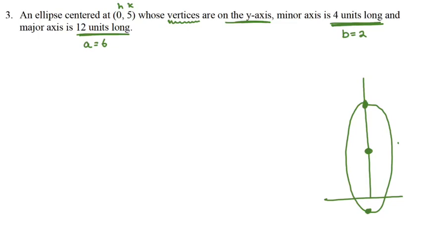Right? So it's tall and skinny when the vertices are on the y-axis. Okay, what else do we know? Well, we're told the minor axis is 4 units long. That means from the center, we went 2 right and 2 left. And then we're told that the major axis was 12 units long. That means we went up 6 and down 6 to get to those vertices.